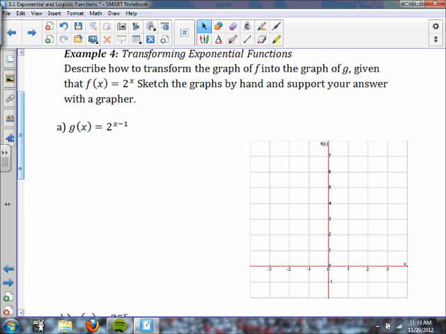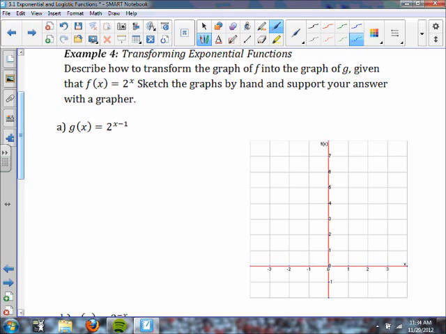Example 4. Describe how to transform the graph of f into the graph of g, given that f of x equals 2 to the x. Sketch the graphs by hand and support your answer with a grapher. Well, first things first, let's graph 2 to the x, right?